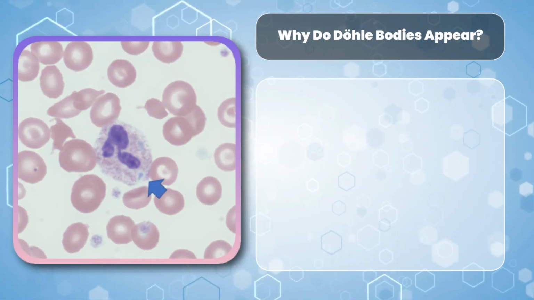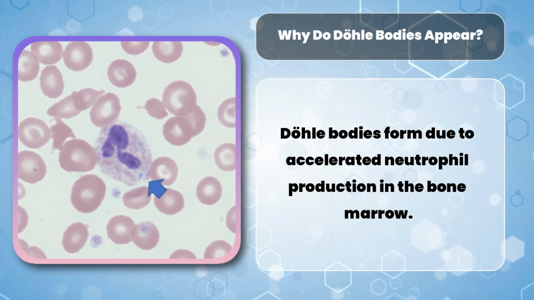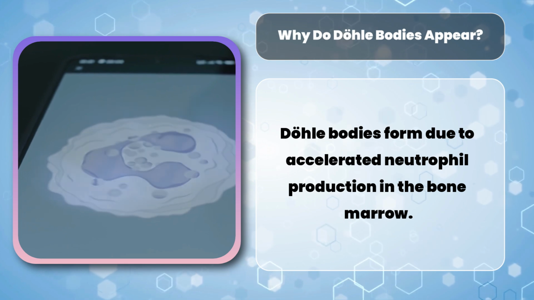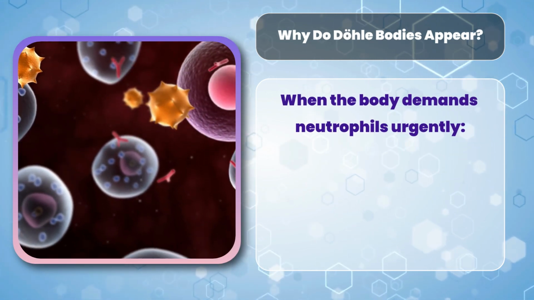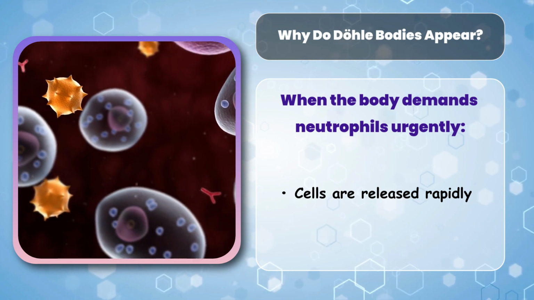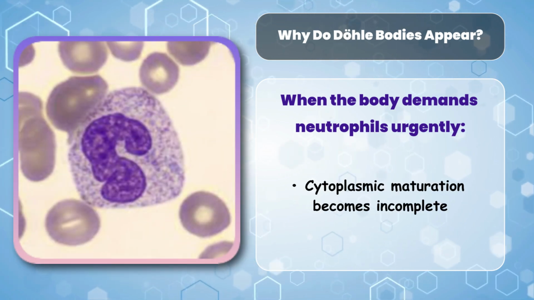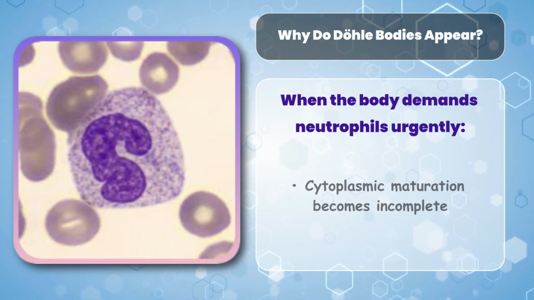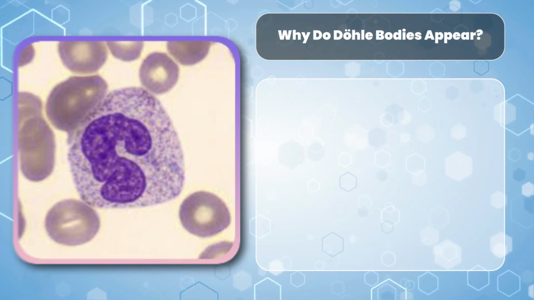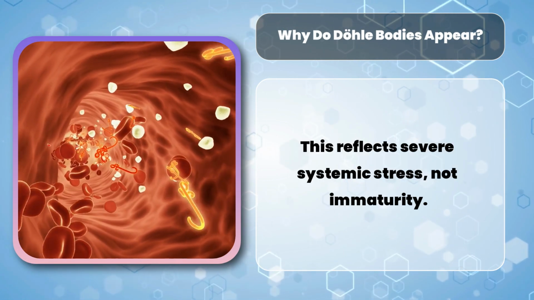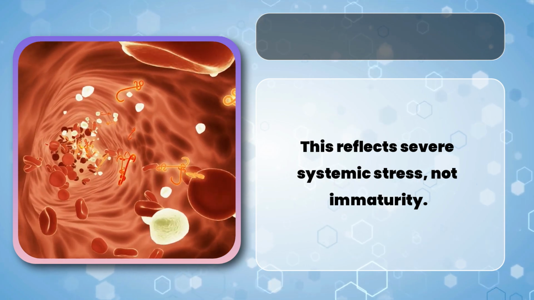Why do Döhle bodies appear? Döhle bodies form due to accelerated neutrophil production in the bone marrow. When the body demands neutrophils urgently, cells are released rapidly. Cytoplasmic maturation becomes incomplete. Residual rough endoplasmic reticulum remains visible. This reflects severe systemic stress, not immaturity.